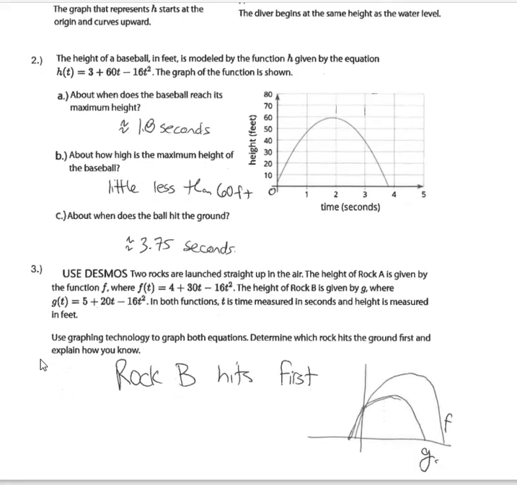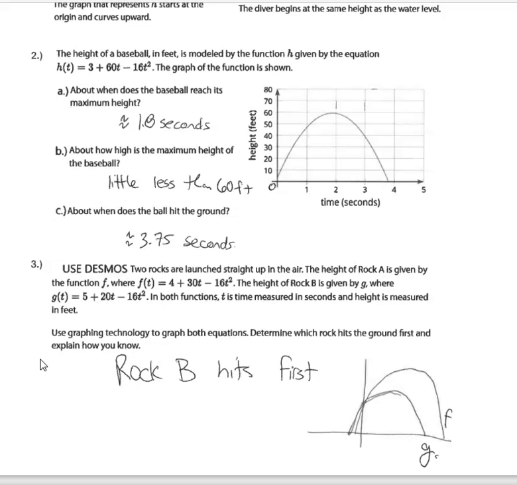Number 2. The height of the baseball in feet is modeled by the following function. We're back to that negative 16 because we're dealing with feet. About when does the baseball reach its maximum height? To me, that looked like about 1.8 seconds. How high would that be? Looks like a little less than 60 feet. About when does it hit the ground? At about 3.75 seconds. And that is called a zero or an x-intercept.